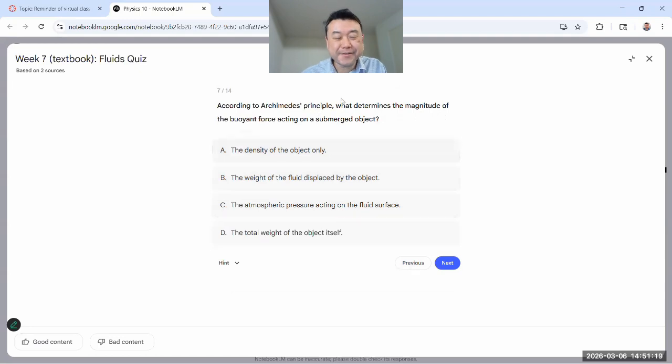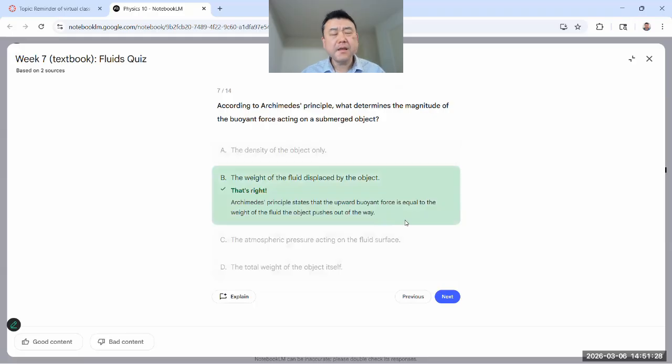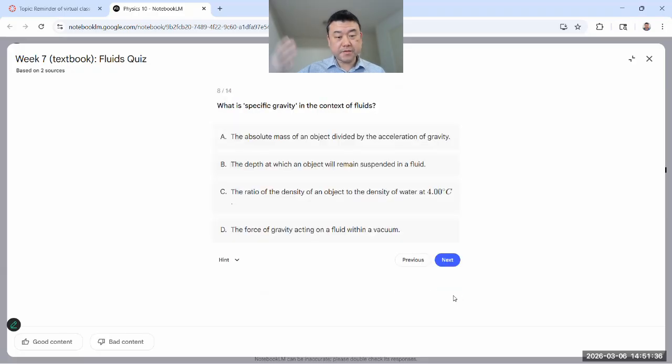According to Archimedes' principle, what determines the magnitude of the buoyant force? The weight of the displaced fluid. Yeah, that's Archimedes' principle. And for him, it was just a kind of experimental fact. I don't think he had tools to derive it from basic principles the way we can with our knowledge of Newtonian physics. Specific gravity, I think that's the density relative to water. That's what I remember.